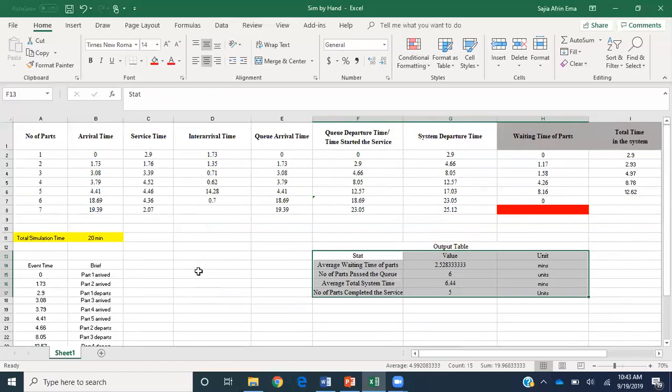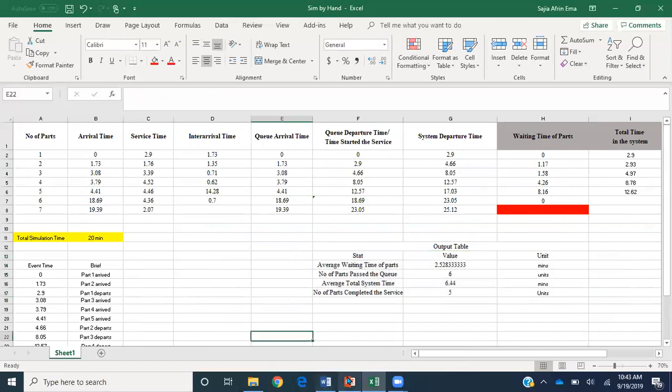Next, we can find the utilization of our drilling machine. That's the resource in here. And we can also find the time average number of parts in the queue. For that, I'm going to pull up a PowerPoint which comes with the Simulation with Arena textbook. They have created a visual context of this, which will be a little easier for explaining how we can find the utilization of a resource and the time average number of customers in the queue. So I'll just bring that PowerPoint here.